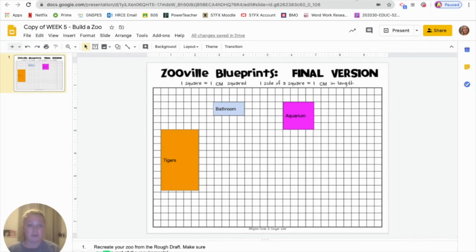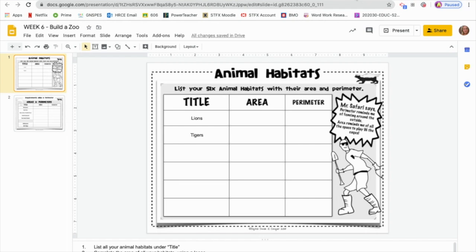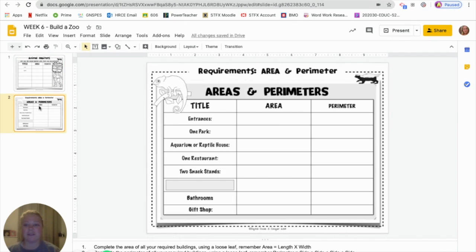You are also going to need to have open your week 6 Build a Zoo project, and it has 2 slides in it. It has the animal habitats, and it also has the area and perimeter section for all your requirements for your Build a Zoo.